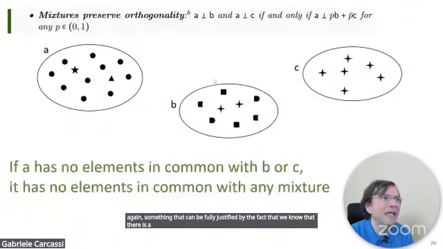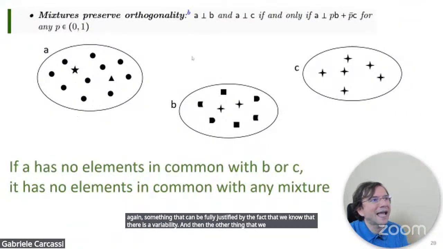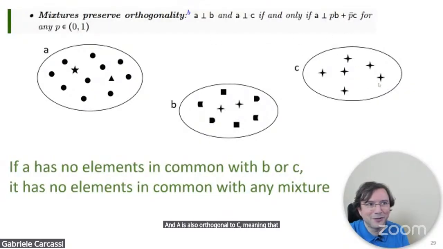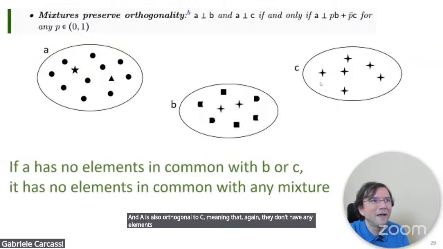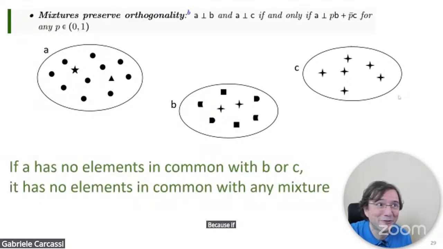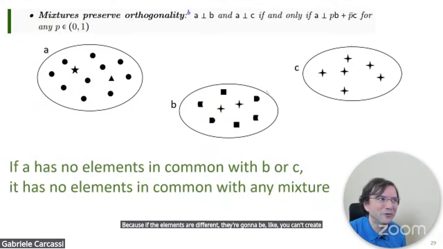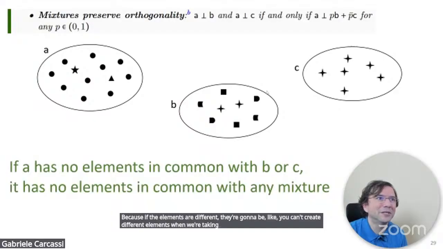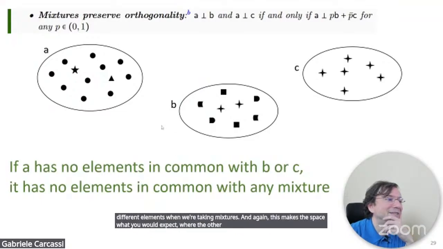a variability. And then the other thing that we have as an axiom is that if A is orthogonal to B, meaning that all the elements are different, and A is also orthogonal to C, meaning that, again, they don't have any elements that are similar, then A is also orthogonal to any mixture of B and C, because if the elements are different, you can't create different elements when we're taking mixtures. And again, this makes the space what you would expect, where the orthogonality has these types of properties.